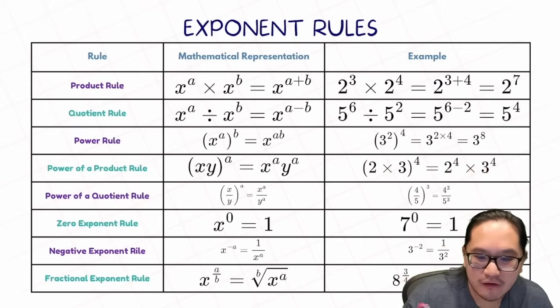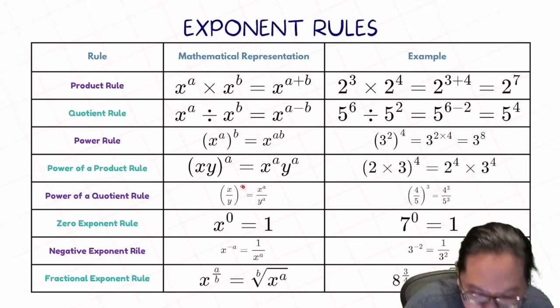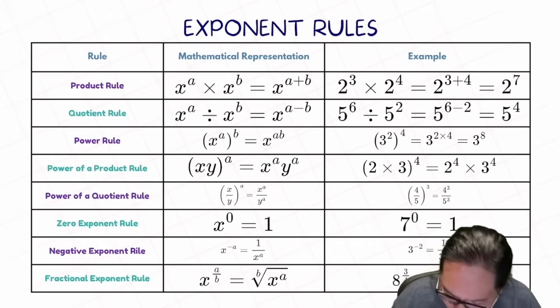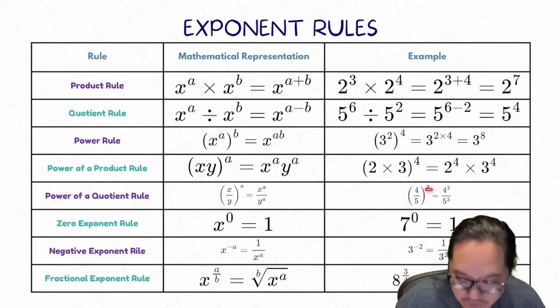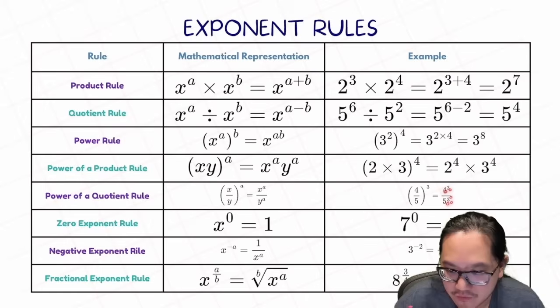And next we have the power of a division rule. The same rule applies. If parentheses with x over y are inside of the power a, it's just equal to x to the power of a divided by, or over, y to the power of a. So in this case, we have 4 over 5 inside parentheses with a power of 3. It's just equal to 4 to the power of 3 over 5 to the power of 3.